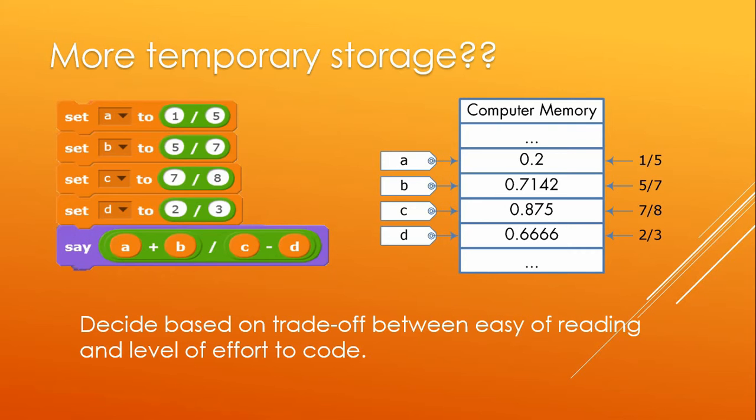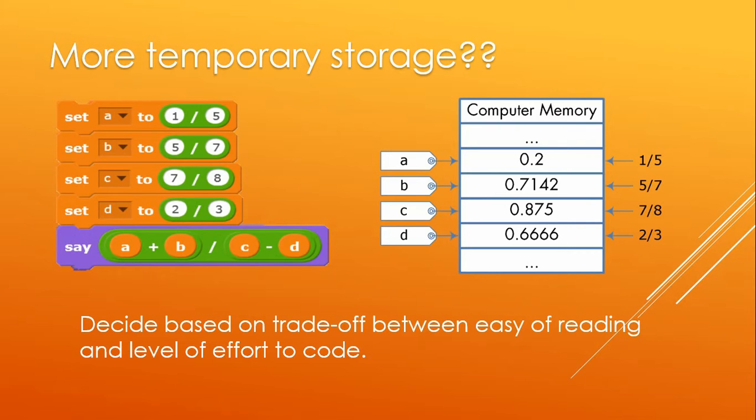Now this is all fine and well, but remember that you could even have broken it down, storing the 1/5 as numbers a1 and a2, and you could keep breaking this down. But there is a trade-off between how easy my code is to read and how much work I have to go to to make my code readable. So this is basically up to you. It's a judgment call on your behalf.